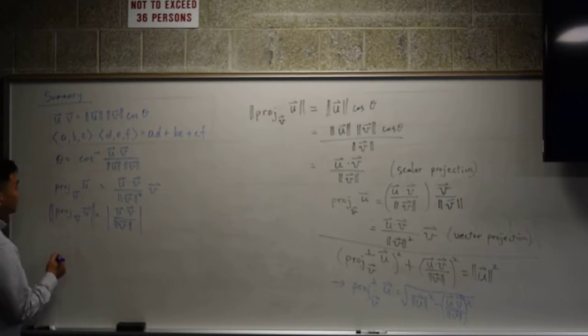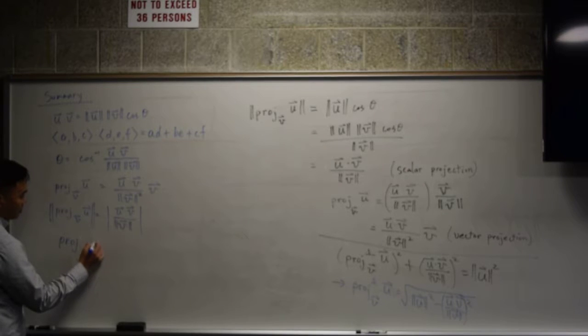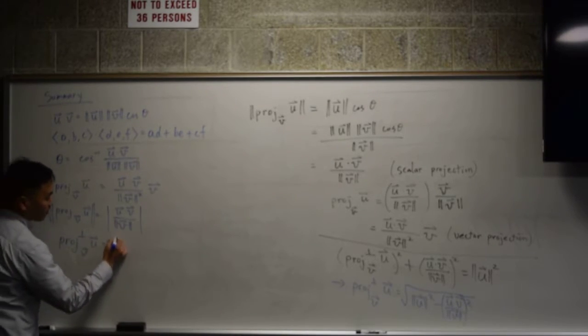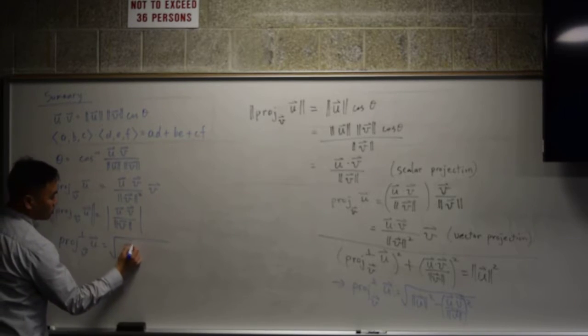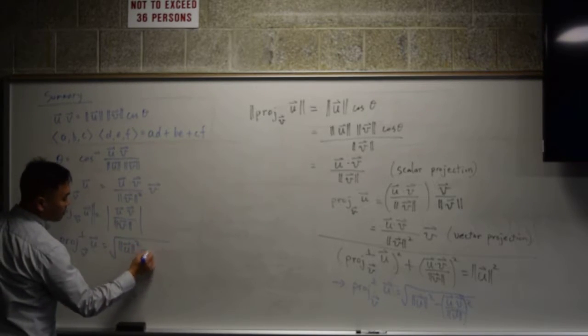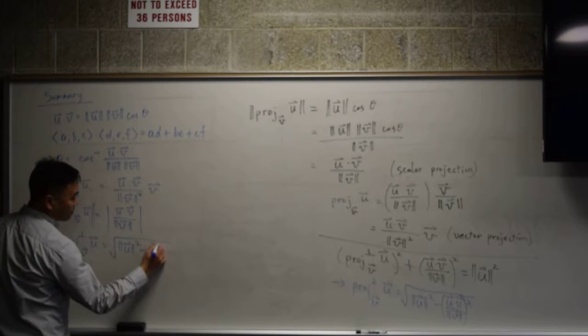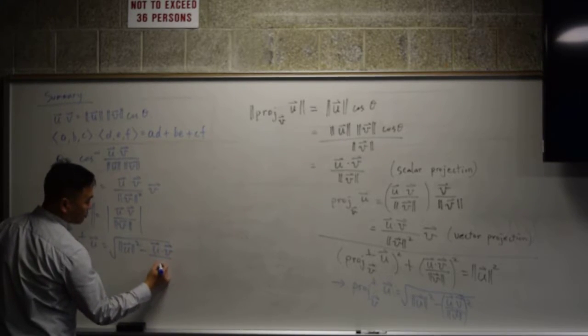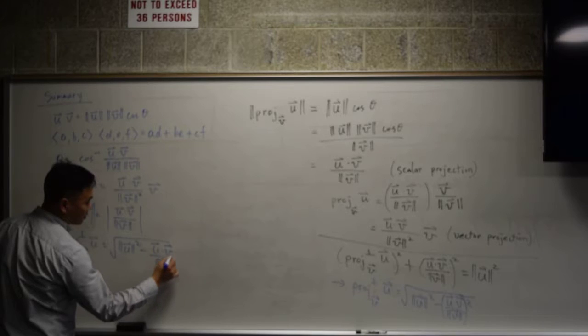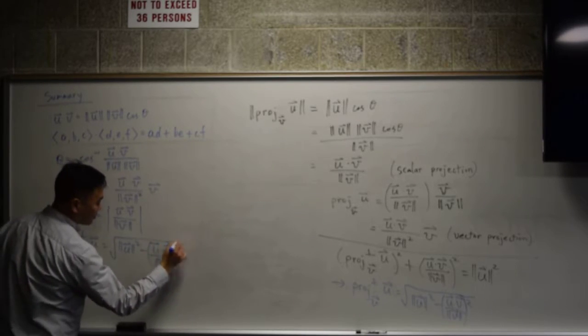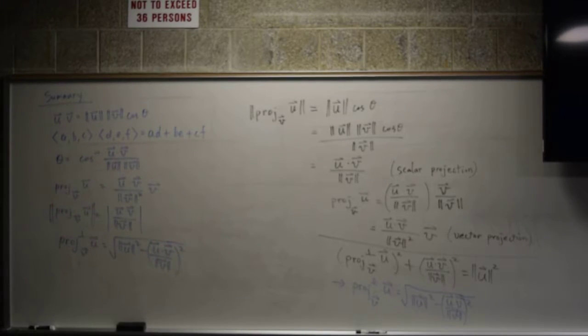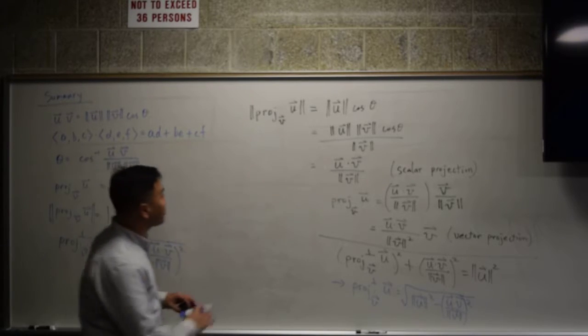And then the perpendicular projection of u onto v is square root of norm u squared minus u dot v over v squared. So these are the formulas.